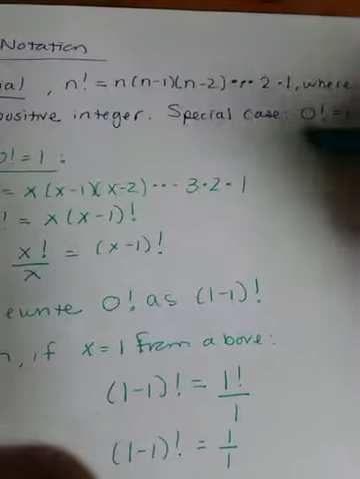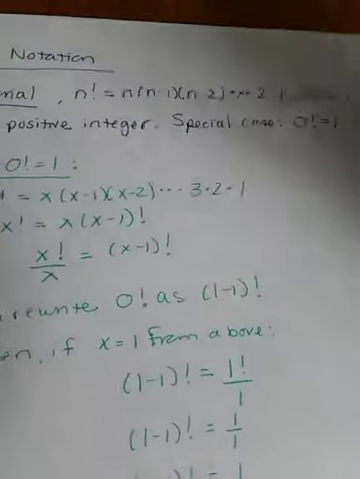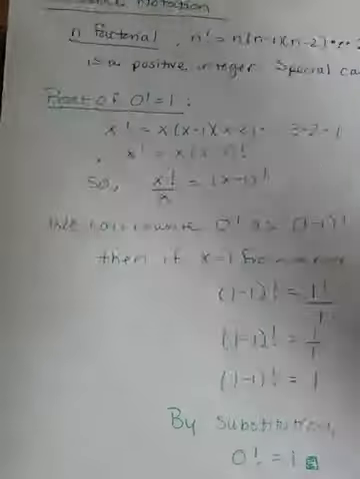There is a special case, 0 factorial is equal to 1, and I know you're just dying to see a proof of that, so I have this for you here. Maybe you're going to fast forward through this part. Don't. All right, so proof of why 0 factorial is 1.